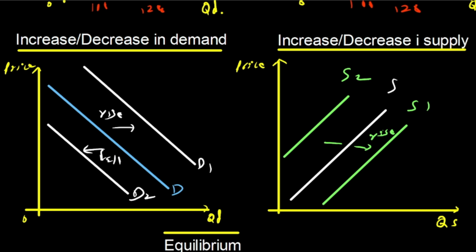So if there is a decrease in supply, then the supply curve will shift to the left from S to S2, and this shows a fall in supply.